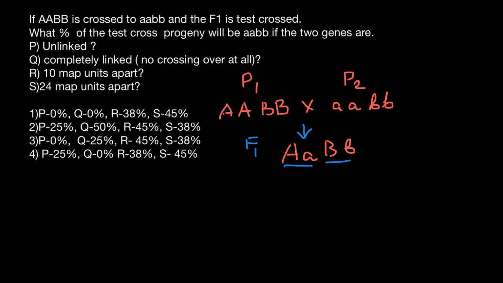Now let's return to our problem. If F1, this genotype, is test crossed, this is where students may make their first mistake. Many people do not understand what test cross means. Test cross means that we have to cross this genotype with a known genotype and phenotype, and that genotype has to be homozygous recessive for both genes.